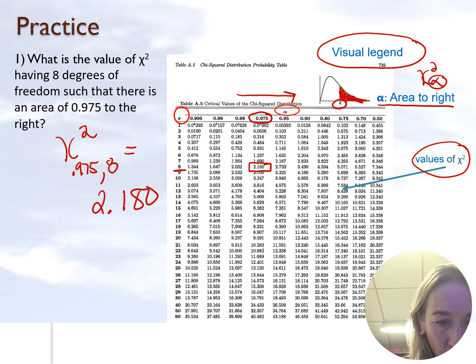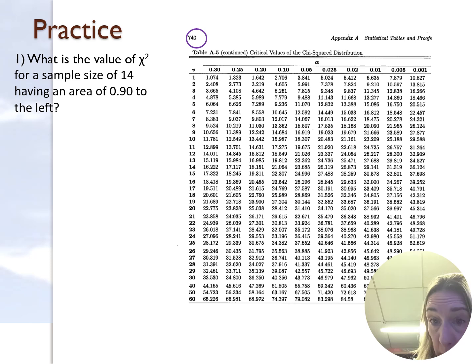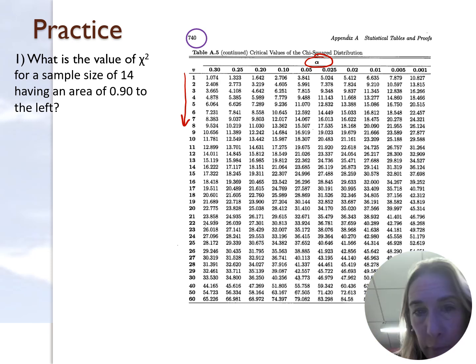Let's try a second practice problem. Before I do that, just like the T table in the back of the book, the chi-square table spans two different pages. On the second page, the degrees of freedom are the same, but the second page provides additional values of alpha.